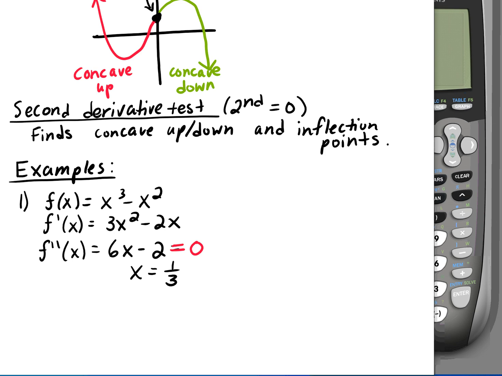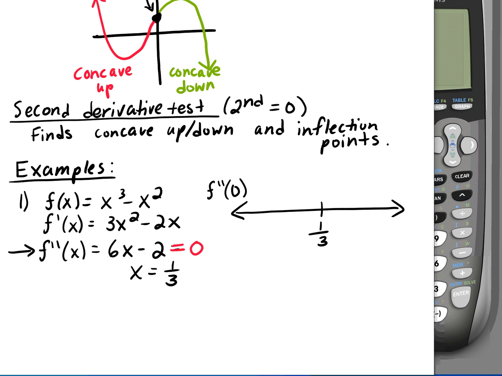Like we did previously, we will make a number line. So a lot of similarities between this and the first derivative test, and we'll test out some points again on either side to see, are we going to have concave up or concave down? So let's check something to the left of 1/3. Let's try 0. Again, remember 0 doesn't always work. And we're also testing this out in that second derivative.